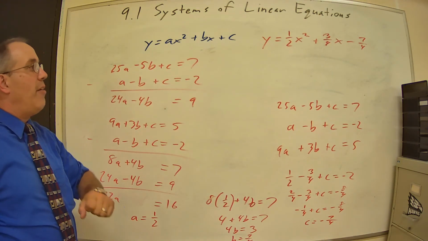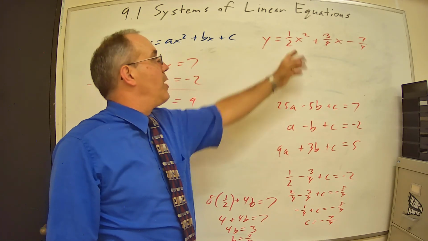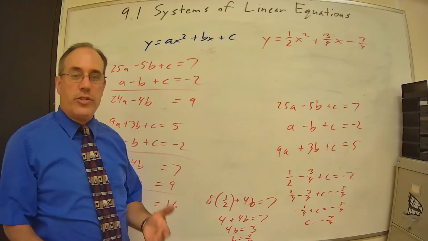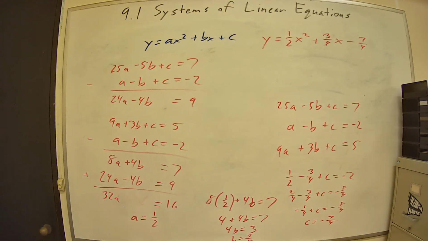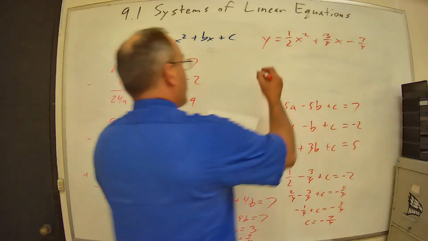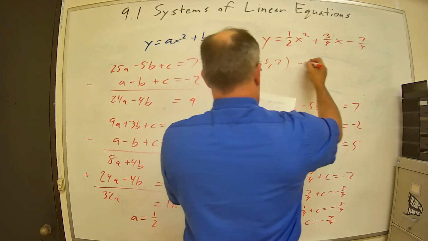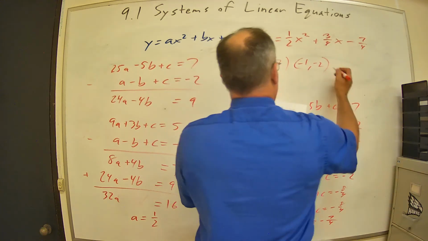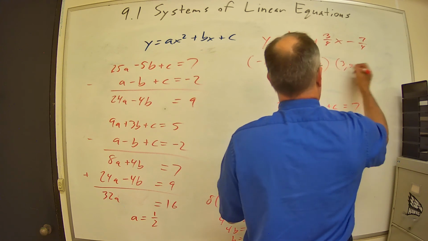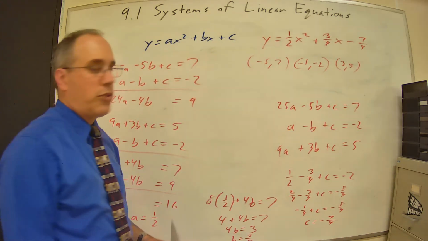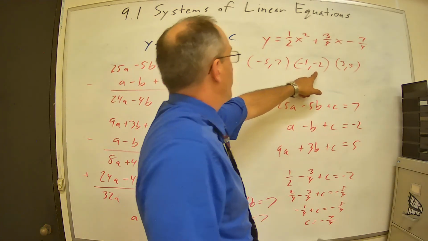So now we have a parabolic equation that includes those original 3 points. And those original 3 points again were negative 5, 7, negative 1, negative 2, and 3, 5. So let's see if that works. I'm going to grab this one since it seems easiest.